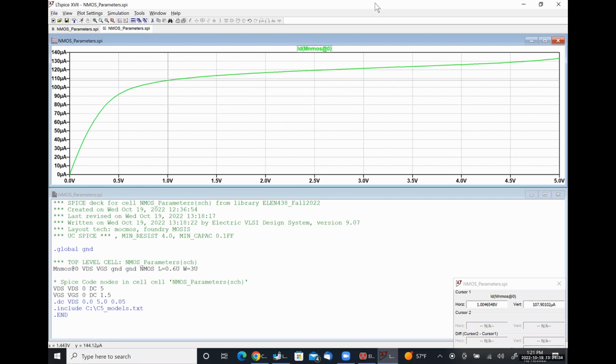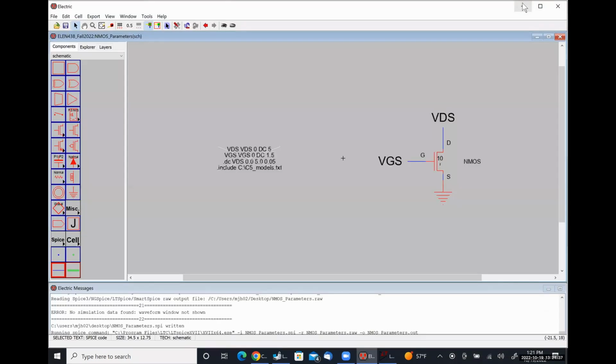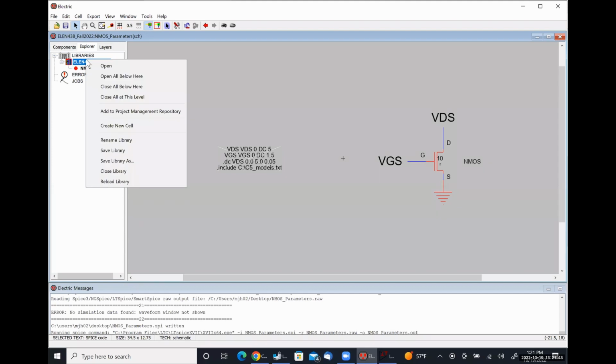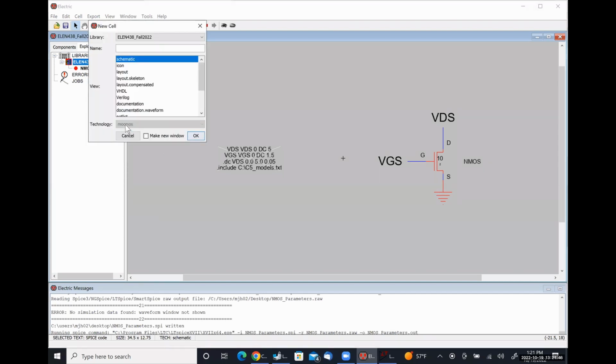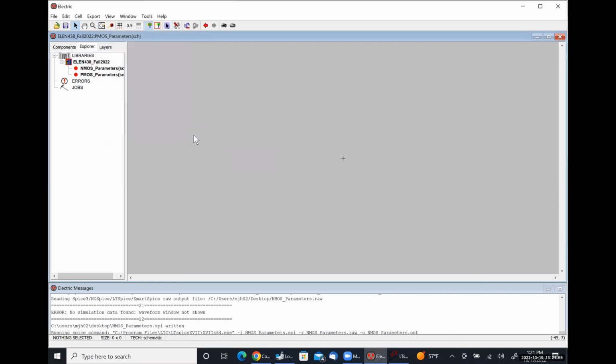What I would like for you guys to do now is figure out how to measure your PMOS parameters. I would suggest making a brand new cell, call it PMOS parameters, and then effectively make a similar test circuit. Just recall that for the PMOS device, you want your source to be at the highest potential. Since we're designing to a 5-volt supply rail, I would say that your source should be at a VDD value of 5 volts.